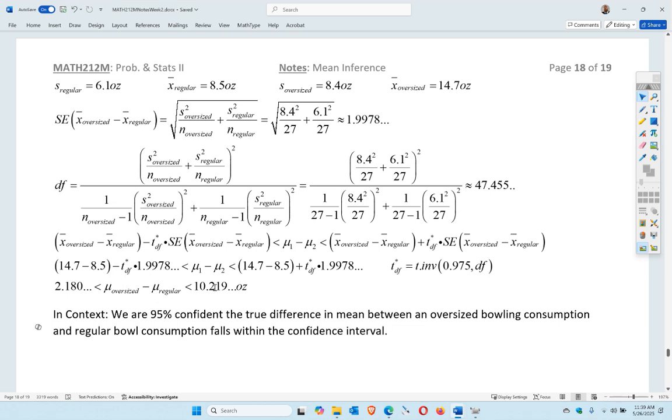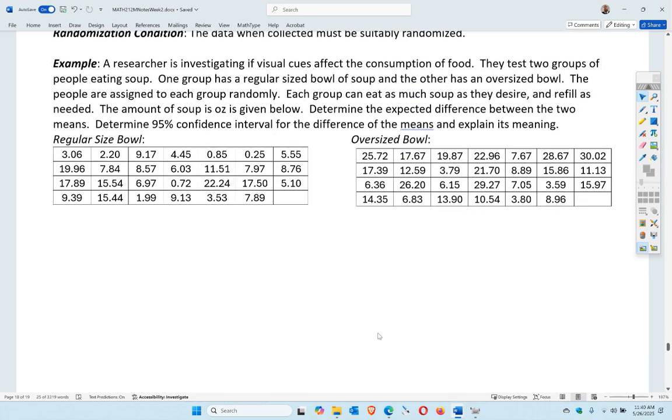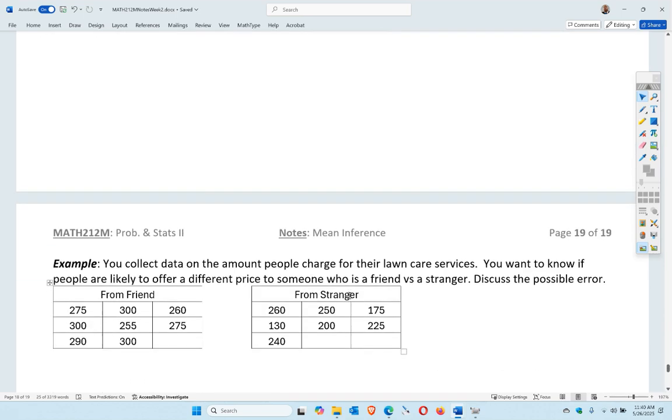So would it be wrong to do regular minus oversized? No, it would not. If I switched everything here to regular minus oversized, these would be negative values down here, correct? So it would be -2 to -10, the other way essentially. So neither one is really wrong. What would change is your in-context basic statement, right? Okay, so that's our confidence interval.